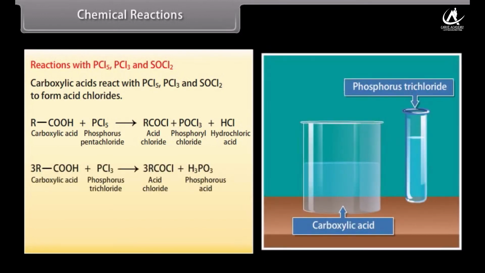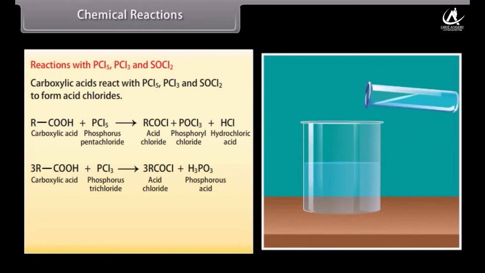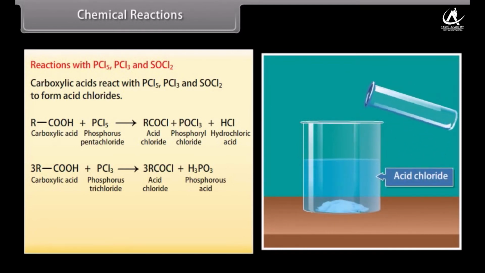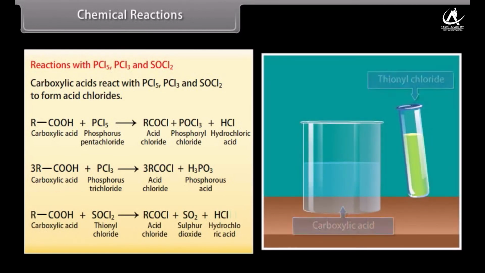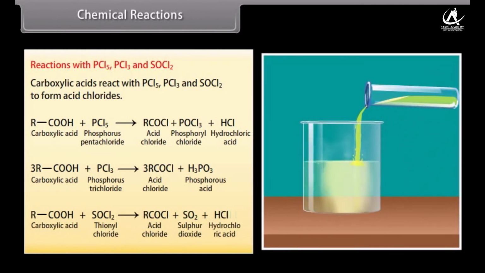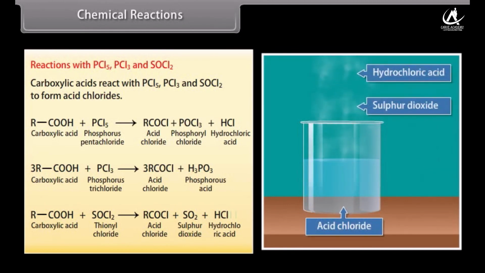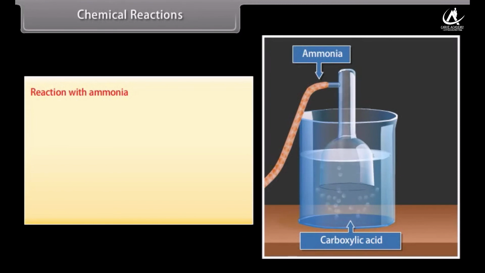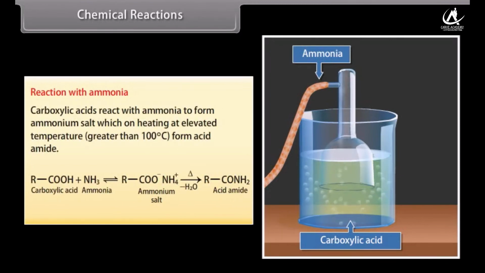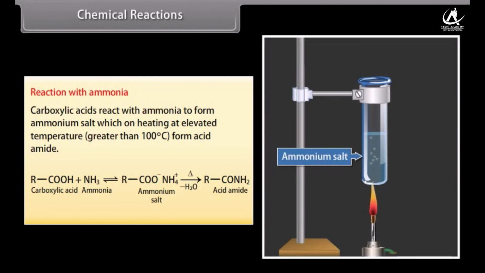Carboxylic acid reacts with phosphorus trichloride to form acid chlorides and phosphorous acid. Carboxylic acid reacts with thionyl chloride to form acid chlorides, sulfur dioxide, and hydrochloric acid. Reaction with ammonia. Carboxylic acids react with ammonia to form ammonium salt on heating at elevated temperature, that is greater than 100 degrees Celsius.